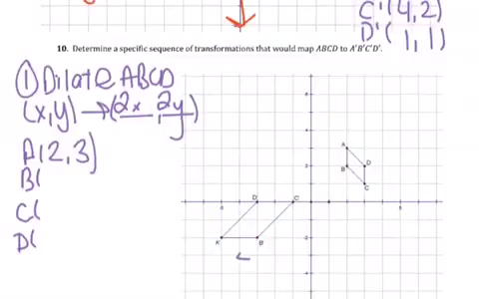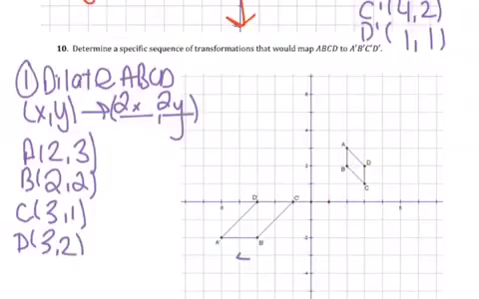B looks like 2, 2. C looks like 1, 2, 3, comma 1. And D looks like 1, 2, 3, comma 2. Okay, so I'm going to take each of these now and dilate it by 2.